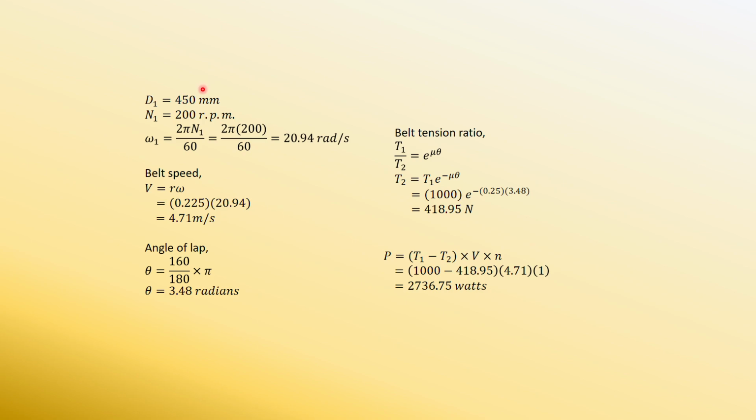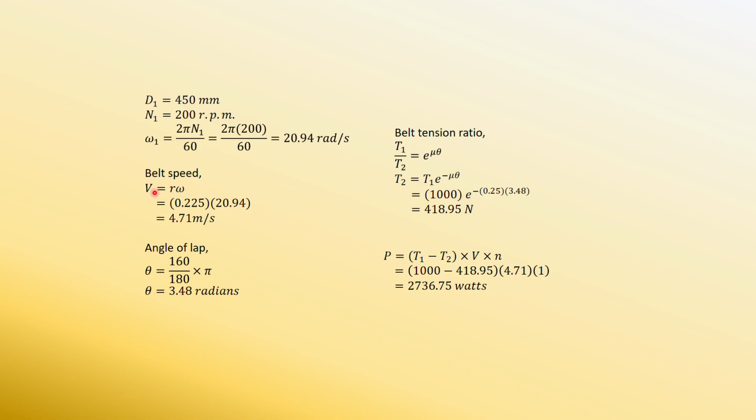Now, you have your diameter and your speed, then you can find out your omega 1, that is 20.94 radians per second, and again the belt speed. After seeing this formula a few times, I think you should be able to remember it by now. That is the belt speed, your radius. Now, if you take R1 and omega 1, make sure this is R1 and this is omega 1. Don't put R1 with omega 2, then you will get a wrong answer. If you consider R1, this should be omega 1, or if this is R2, then this should be omega 2.